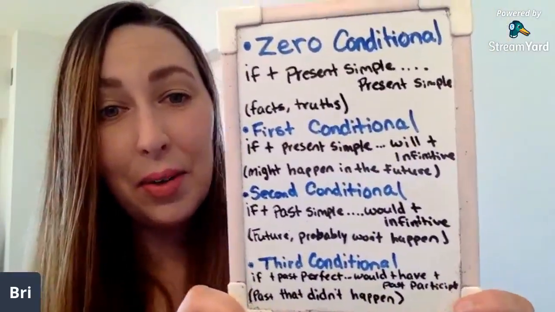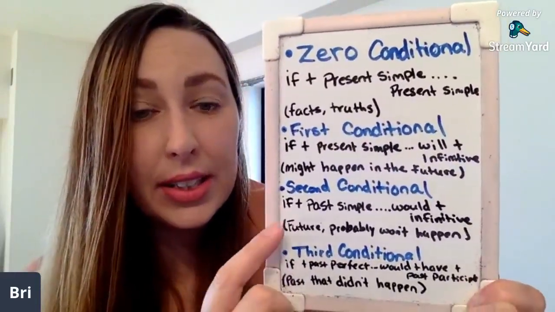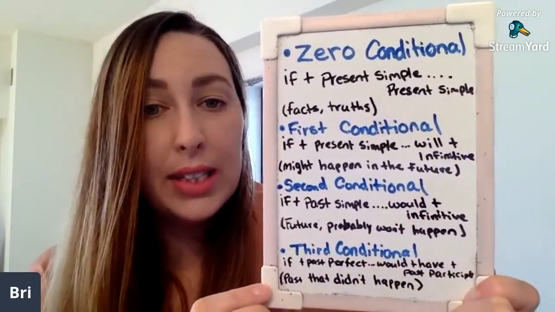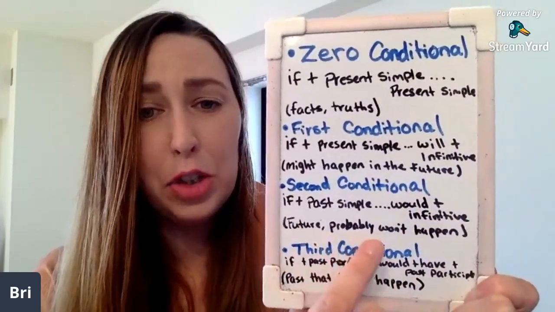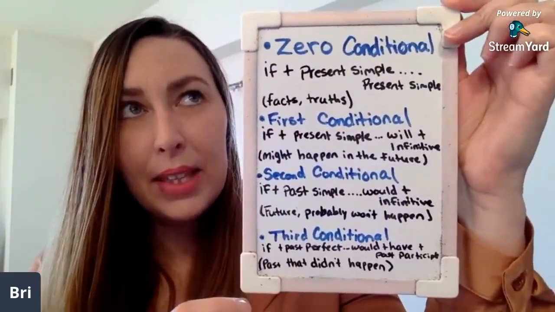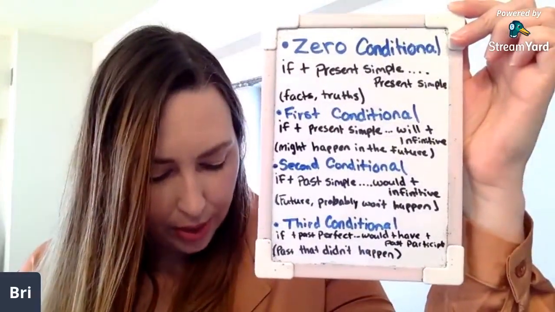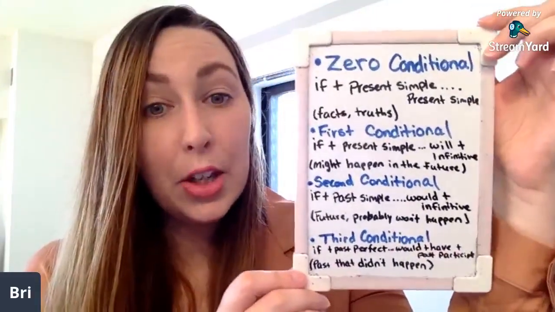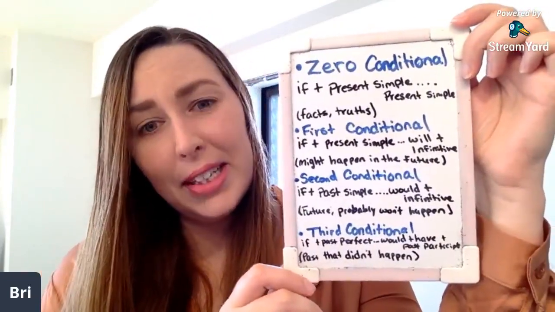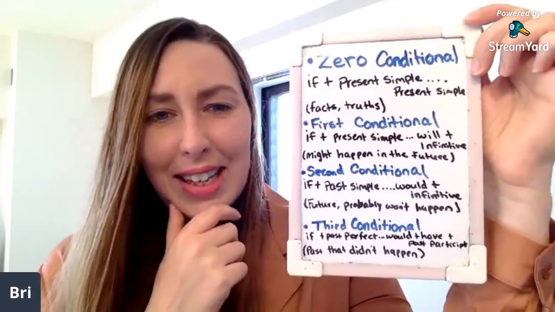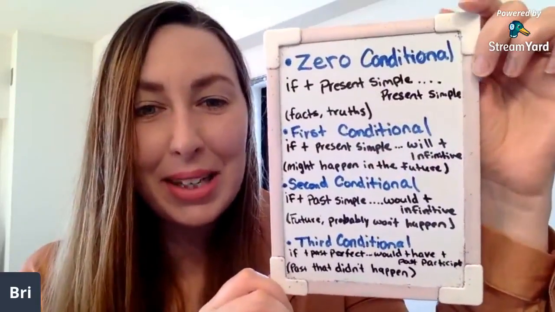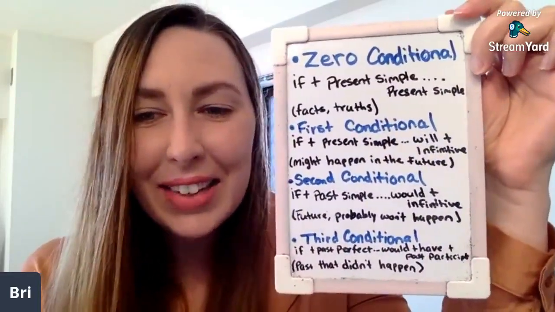That could work. So the second conditional, let's see. If plus past simple, would plus infinitive. So an example of this that is in the future probably won't happen. So for example, what is a good example? Let me see what I have here. They could win. Let me see. I can't think of a good example, but yes, you can use them. I should have written down some examples to show you guys.